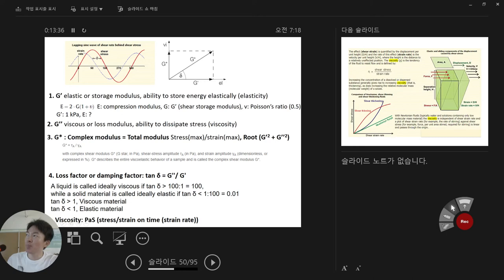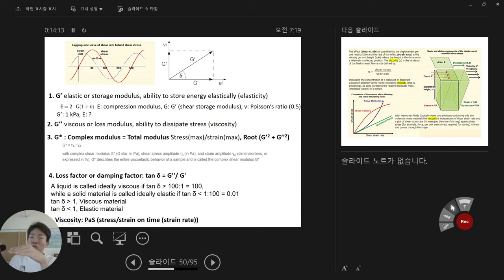So this G single prime is the shear modulus, the elastic shear modulus. So when you know the elastic shear modulus, the shear storage modulus, and then you know the Poisson ratio. What is the meaning of the Poisson ratio? When you deform a material in one direction, in the perpendicular direction it also deforms. So within the elastic limit, the deformation ratio is the same. This is called Poisson ratio.